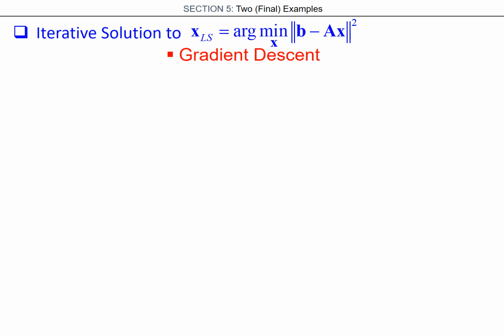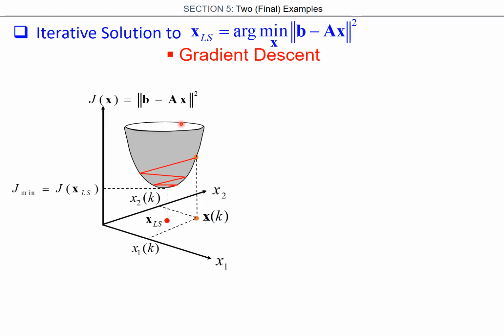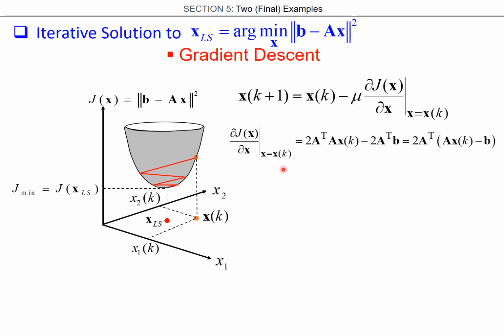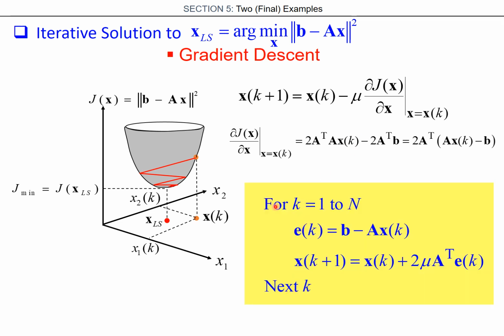One solution to the above is to use gradient descent. There's the objective function, the surface we're trying to find the minimum of. At the kth iteration, we're sitting at this point, looking at that value of the objective function. At the next iteration, we take x of k and move it in the negative direction, minus the gradient times mu, which is the step size. If we differentiate dJ by dx, we get an expression for the gradient, and then we plug that in and we get this pseudocode.